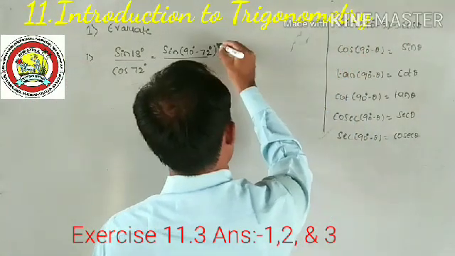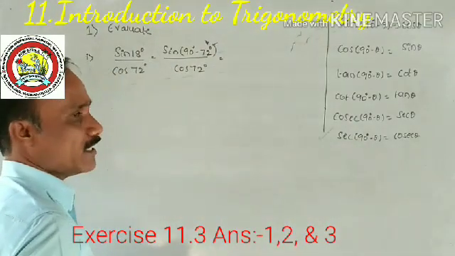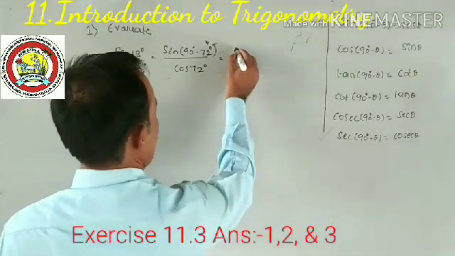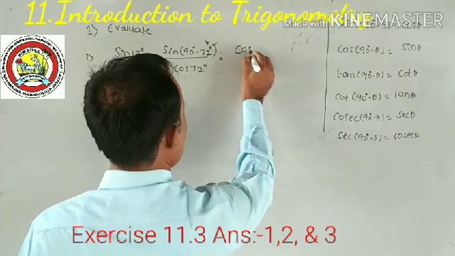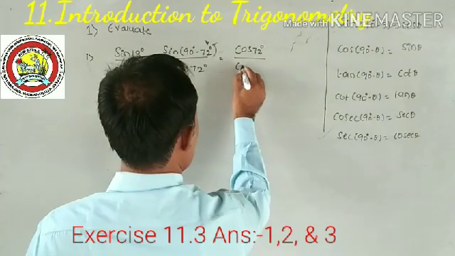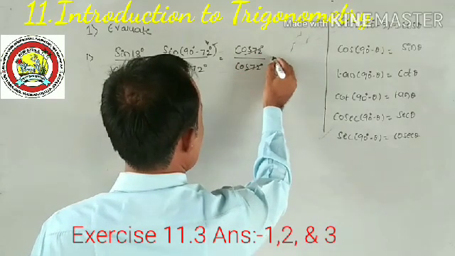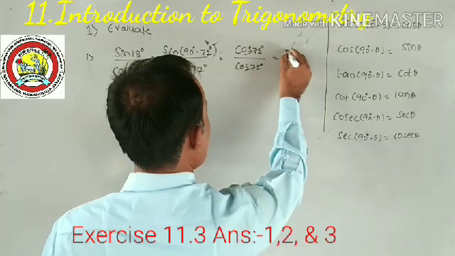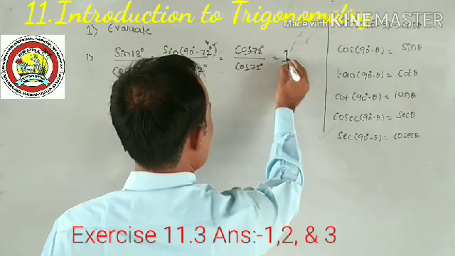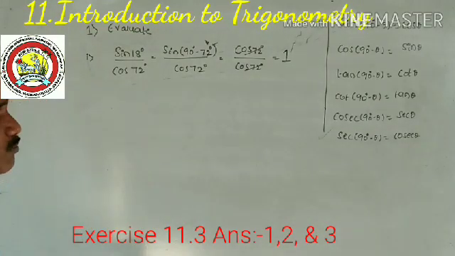Next, sine 90 minus theta. What is the value of theta here? So this is theta. Sine 90 degree minus theta can be written as cos theta. As cos theta value 72 divided by denominator cos 72, as they cancel, the value of this one is equal to 1. Yes, very simple questions.